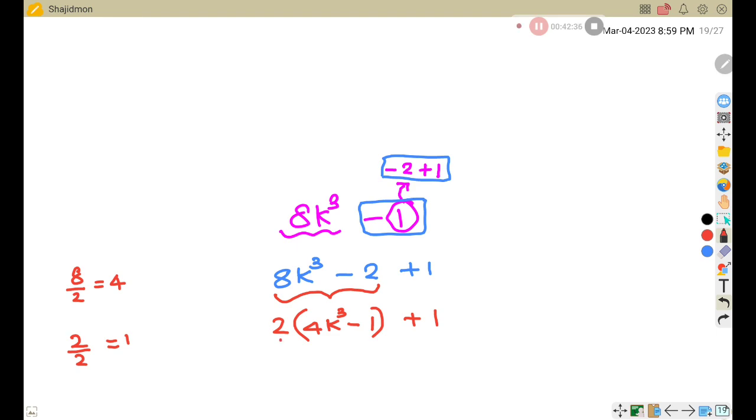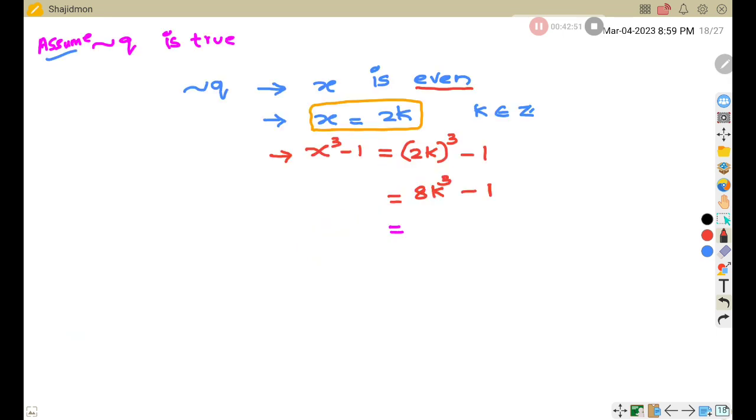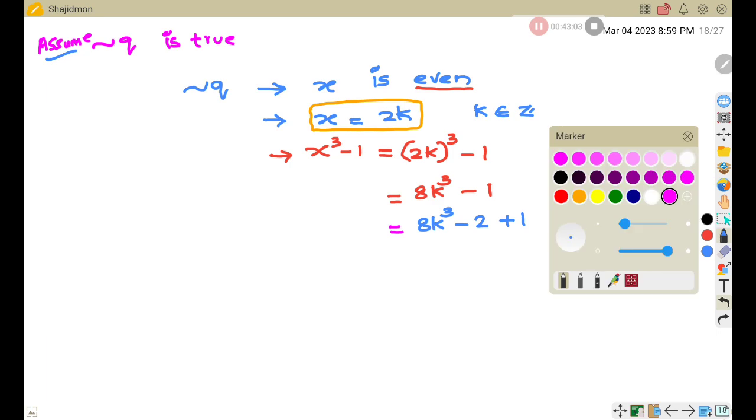Now see, 2 multiplied by a number will be an even number, correct? 2 multiplied by (4k power 3 minus 1) is an even number. Plus 1, what happened? It will be an odd number totally. Understood? This is the idea we are using here. So here we are doing the same idea, 8k power 3 minus 1. I am writing 8k power 3, and instead of minus 1, I am writing minus 2 plus 1. This is the logic you are using. You can think about the logic behind that.